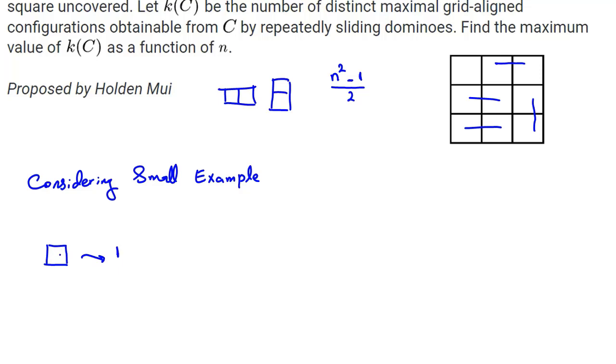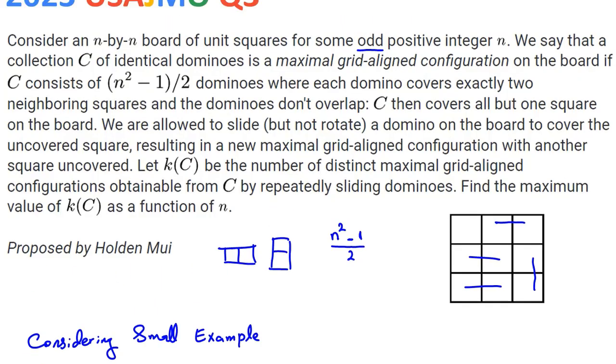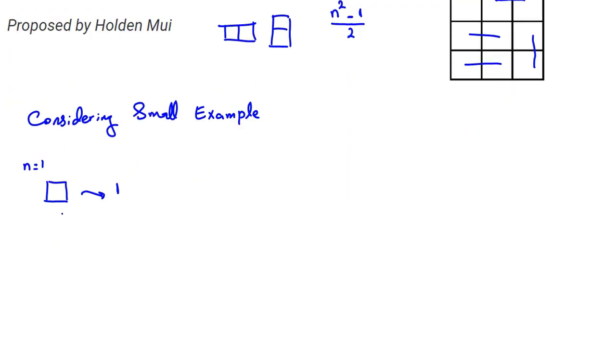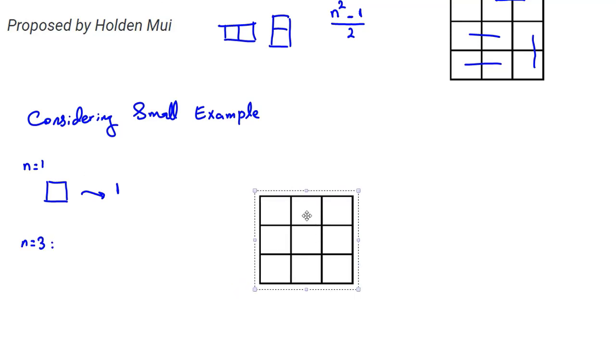It can reach only to itself if n is 1. The problem says n greater than or equal to 3. No. Okay, for n=1 we have 1. The answer is 1. Let's check n=3. Okay, and now we want to consider all cases.